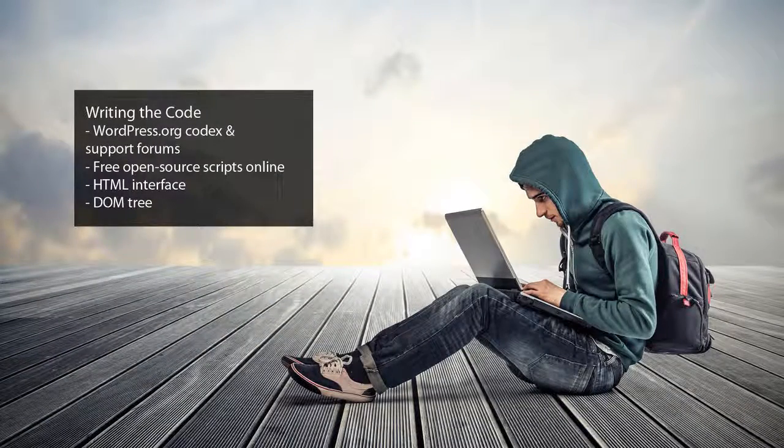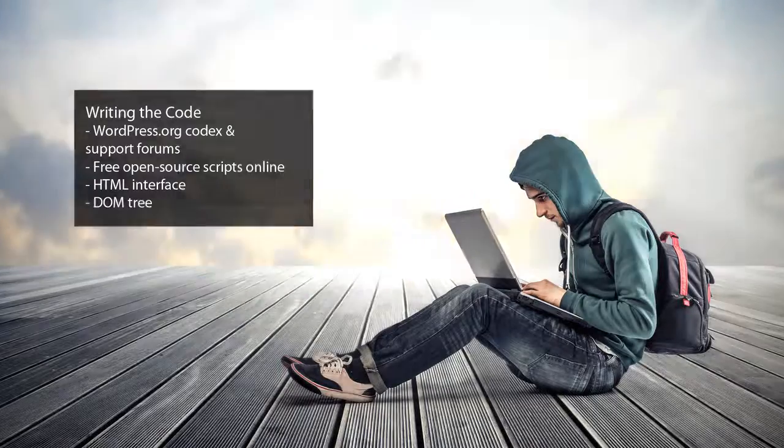Before starting to write even one piece of code, research online to find the best function out there to solve the particular problem. Here you have a ton of resources you can use, from the WordPress.org Codex and support forums, to the thousands of free open source scripts online. Connect the functions you need in an organized manner, then create a front-end HTML interface with clear identification of elements of the DOM tree.